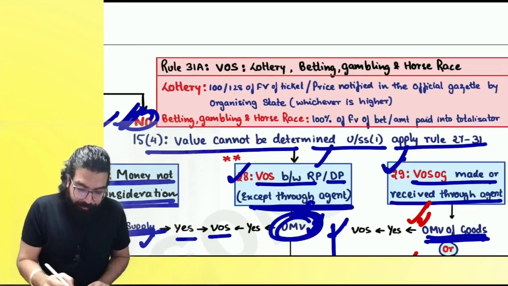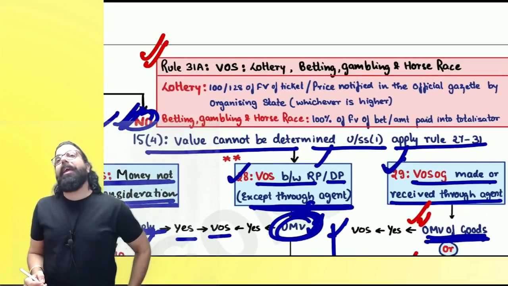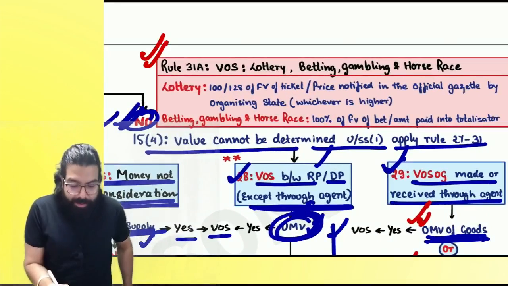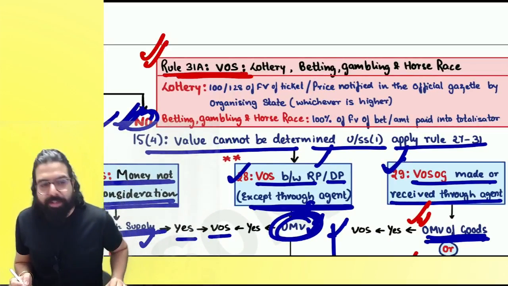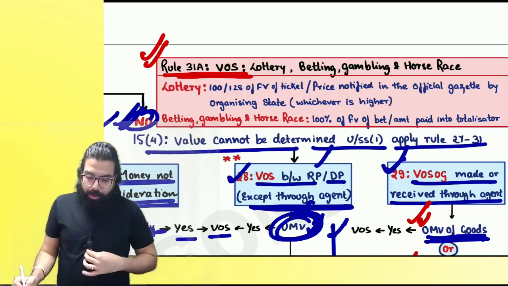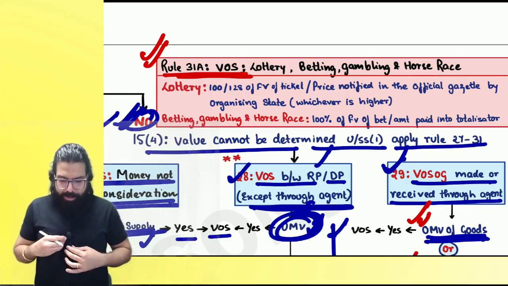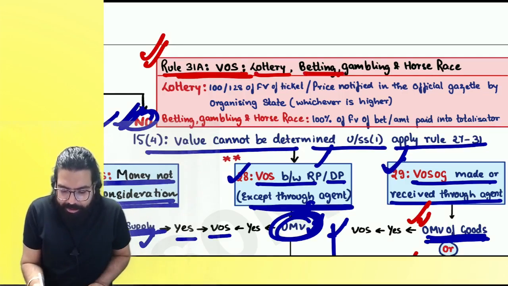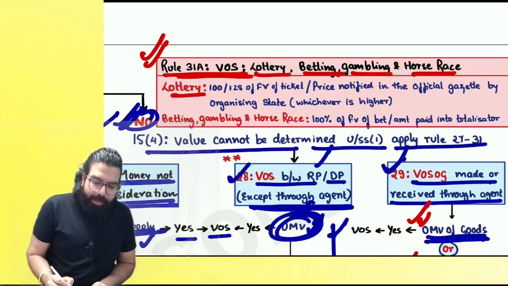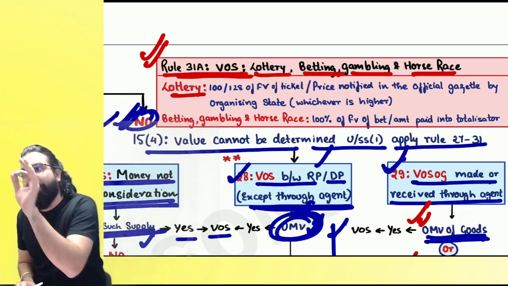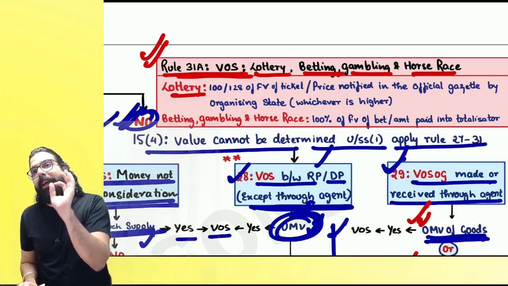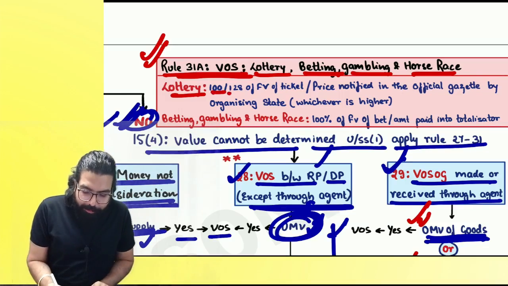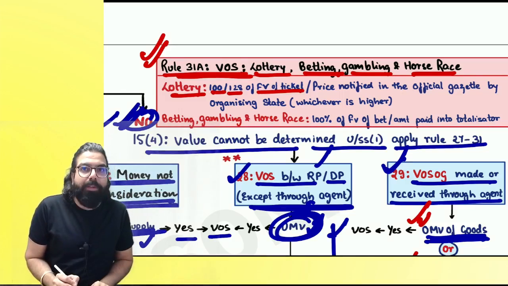Everyone over here now. Rule number 31A. What is rule number 31A telling? Sir, it talks about lottery, betting, gambling, horse race, etc. In that case, what will be your value of supply? Sir, always remember, lottery will be deemed to be inclusive of 28%. Lottery always will be deemed to be inclusive. So 100 divided by 128 of the face value of the lottery.